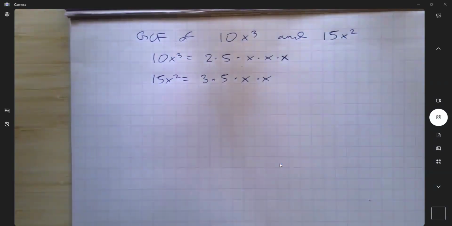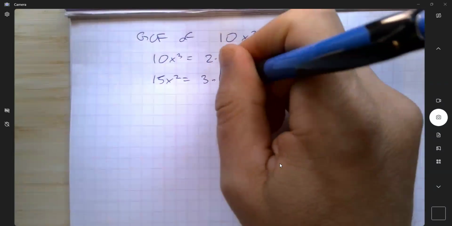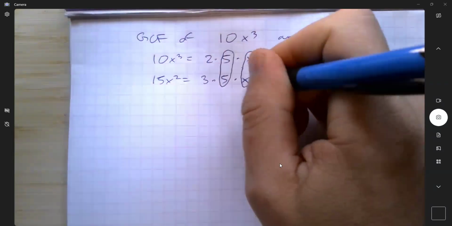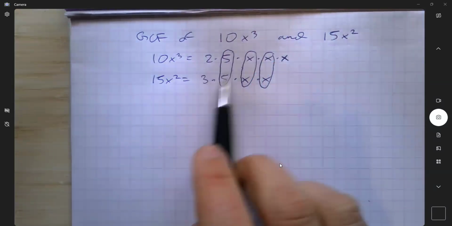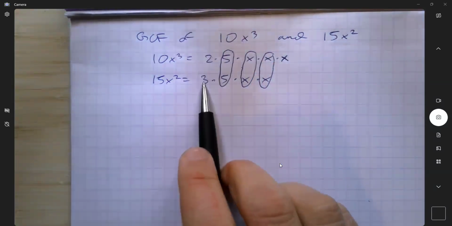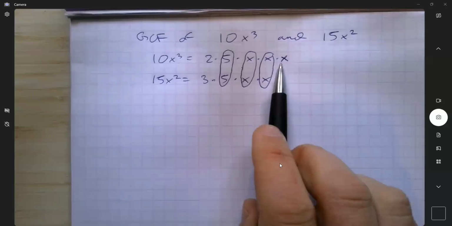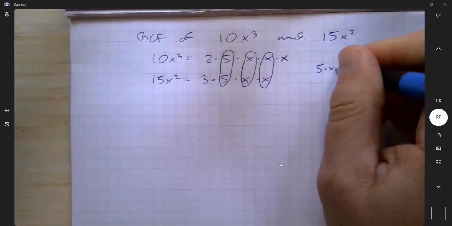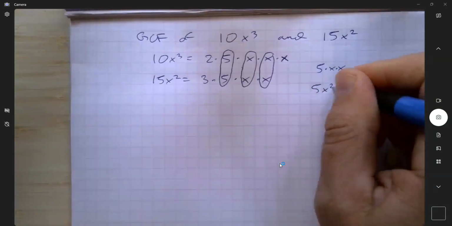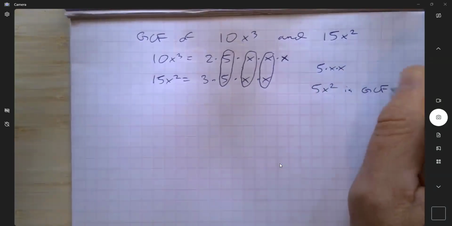And now I'm just going to circle numbers that appear in the top and the bottom. 5 has a partner, so does the first x and the second x. And that's it. The 2 doesn't have a partner, the 3 doesn't have a partner, and my last x doesn't. So that means that 5 times x times x, or 5x squared, is the greatest common factor.